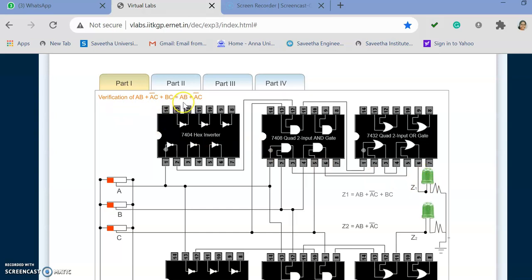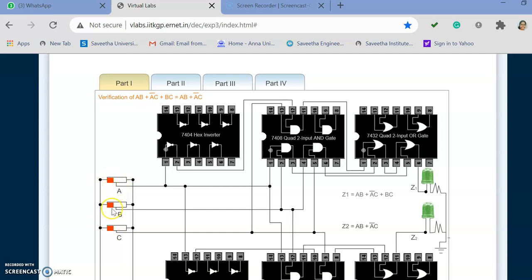Same way we can do it for AB plus A complement C using the below gates, and we are going to get the expression Z2. So this is your A, B and C. This is going to act as a switch. Right now it is 0, 0, 0 because it is red color. Now I am going to change it into 1. So these are my inputs.